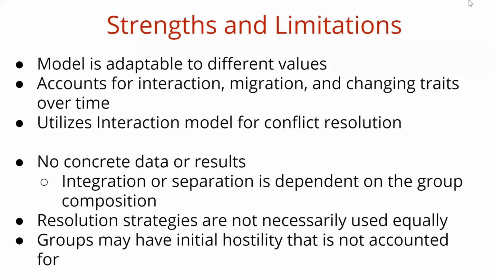We then wanted to address some strengths and limitations of our model. First of all, our model is adaptable to different values, so given more research, we would be able to adapt it for many different situations. Our model also accounts for a lot of different factors such as interaction, migration, and changing traits over time, and so these make it more applicable to real-world situations. We also utilize an interaction model for conflict resolution, so we combine the two pieces of information.